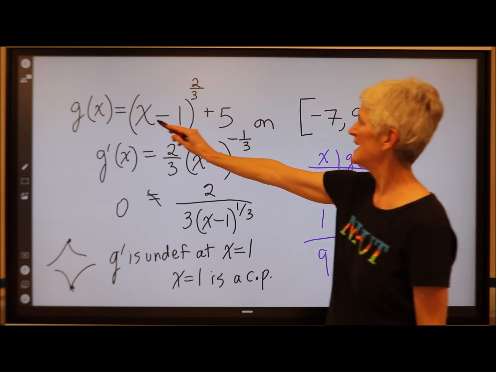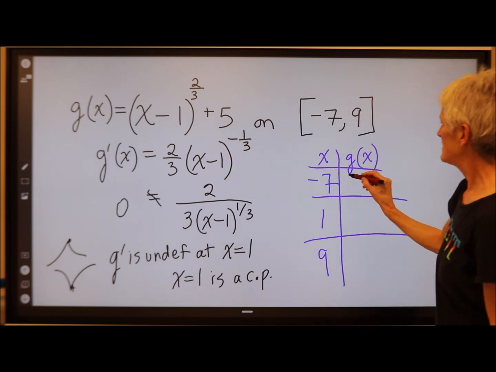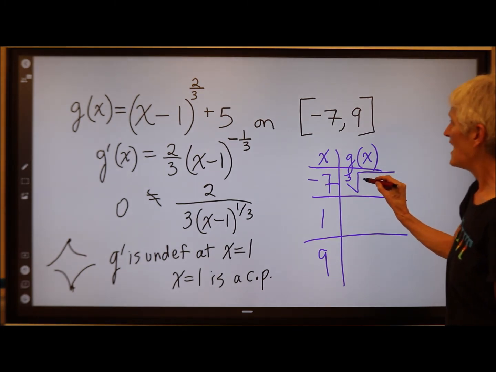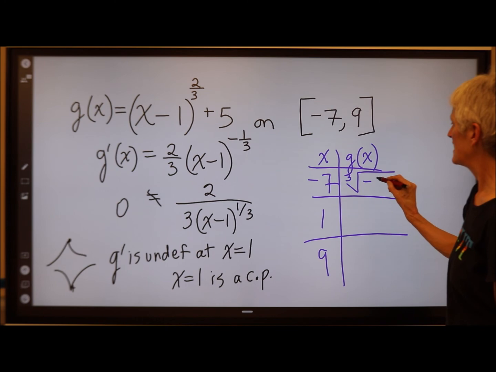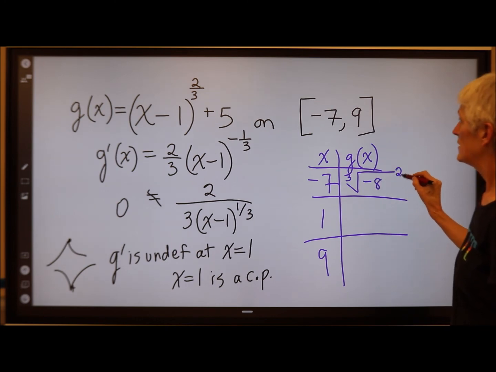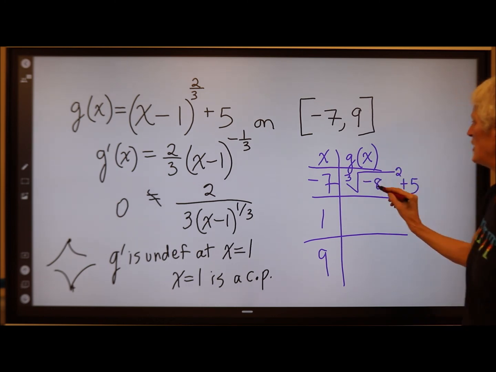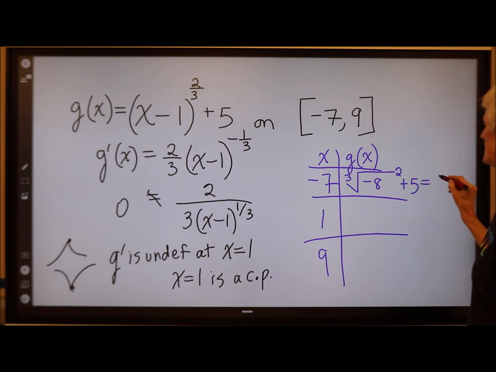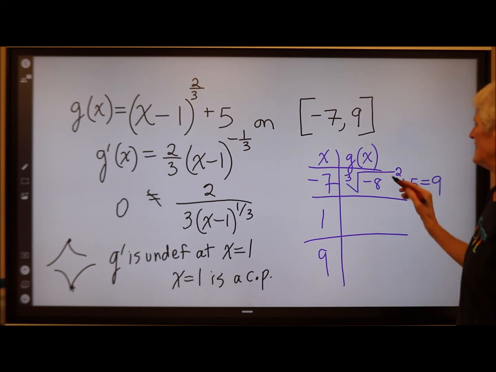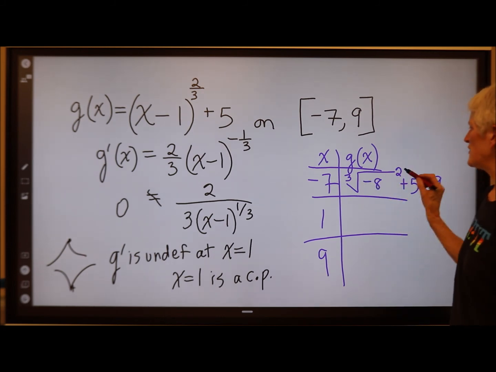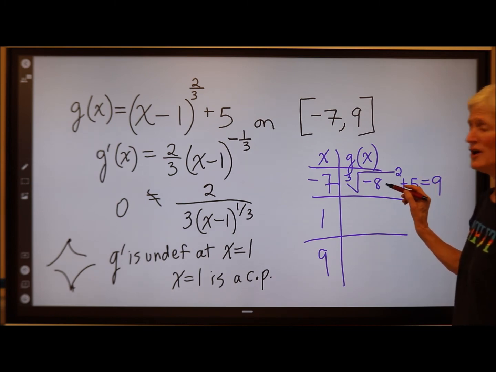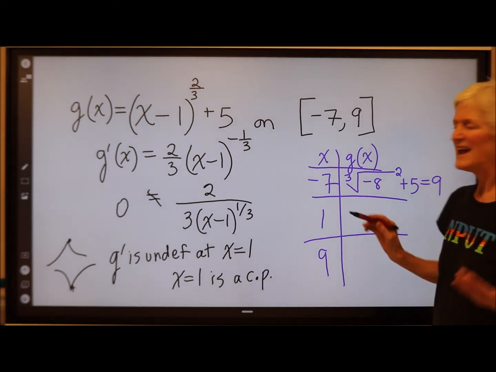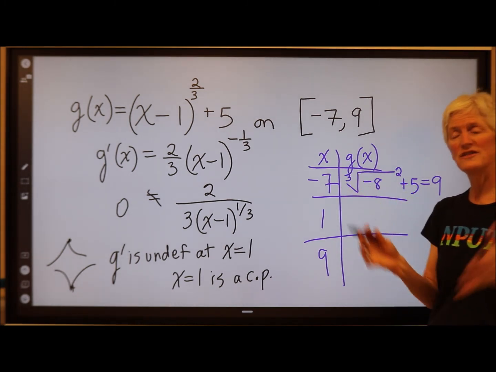Okay, if I plug in a -7, so let's see, I'm going to rewrite it like this now. The cubed root of -7 minus 1, so that's -8, squared plus 5. Okay, the cube root of -8 is -2. -2 squared is 4. 4 plus 5 is 9. I know some of you are saying, wait, don't you have to square -8 first? I could. -8 squared is 64. Cubed root of 64 is 4. I like doing the cube root first because you're dealing with smaller numbers.